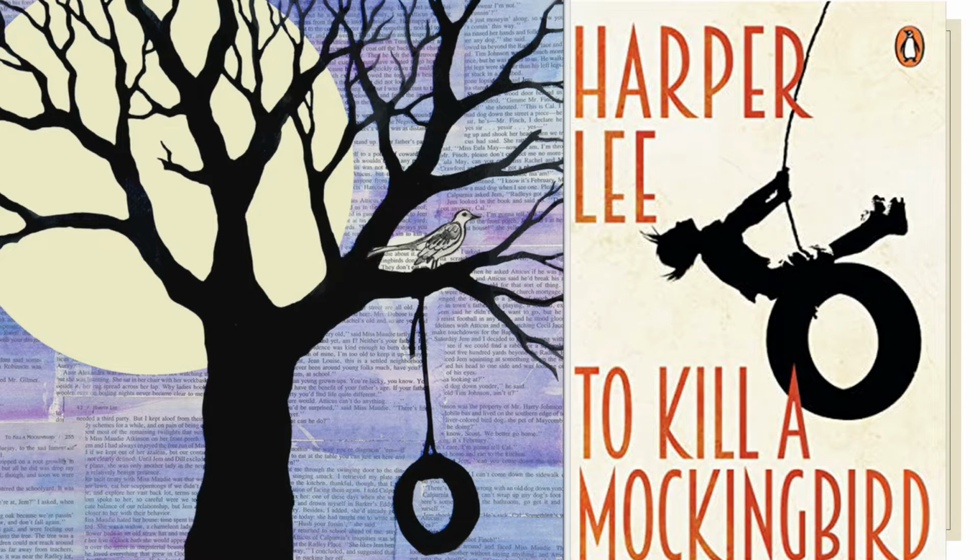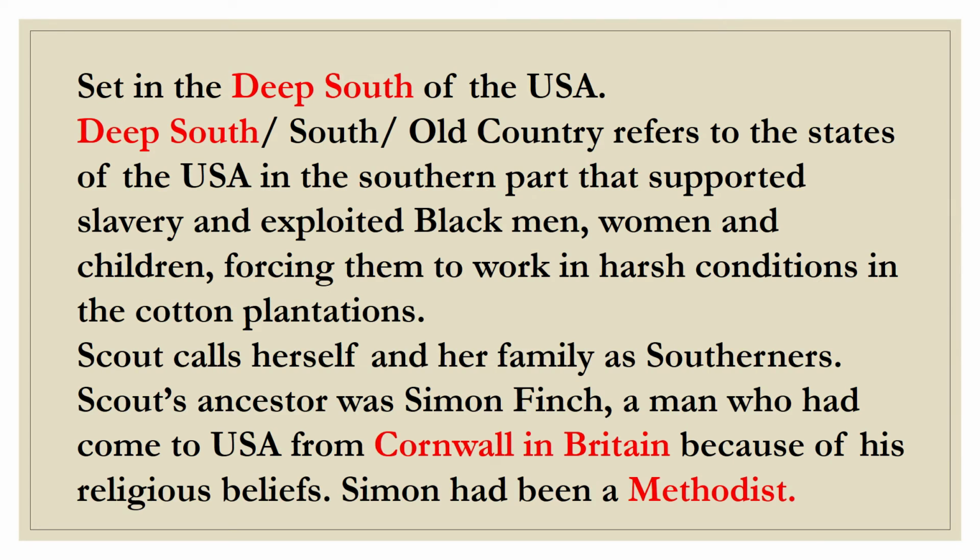This novel is set in the deep south of the USA. Deep south, or the old Confederate states, or the old country, refers to the states in the southern part of the United States of America that supported slavery and exploited African American men, women, and children, compelling them to work in very harsh conditions in the cotton plantations. Scout calls herself and her family Southerners.